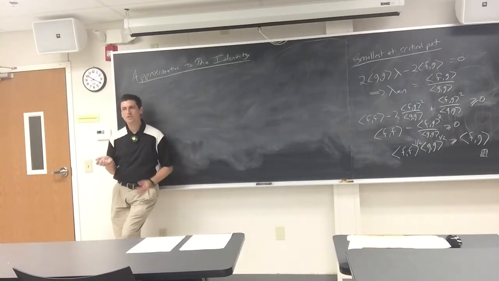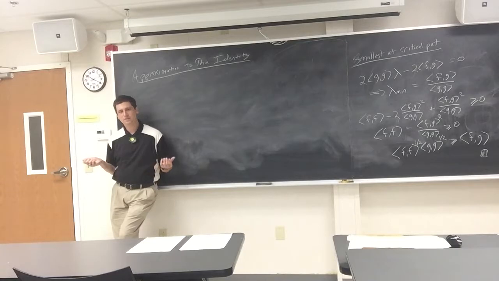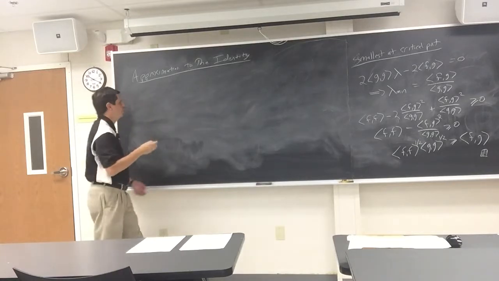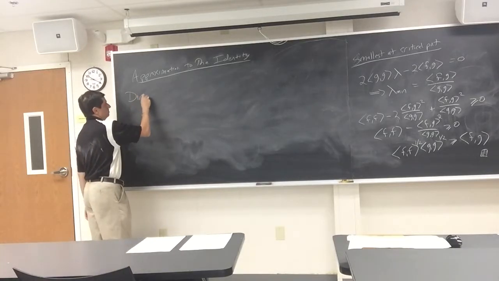So the idea of an approximation to an identity is we have this idealized quantity called the Dirac delta functional.